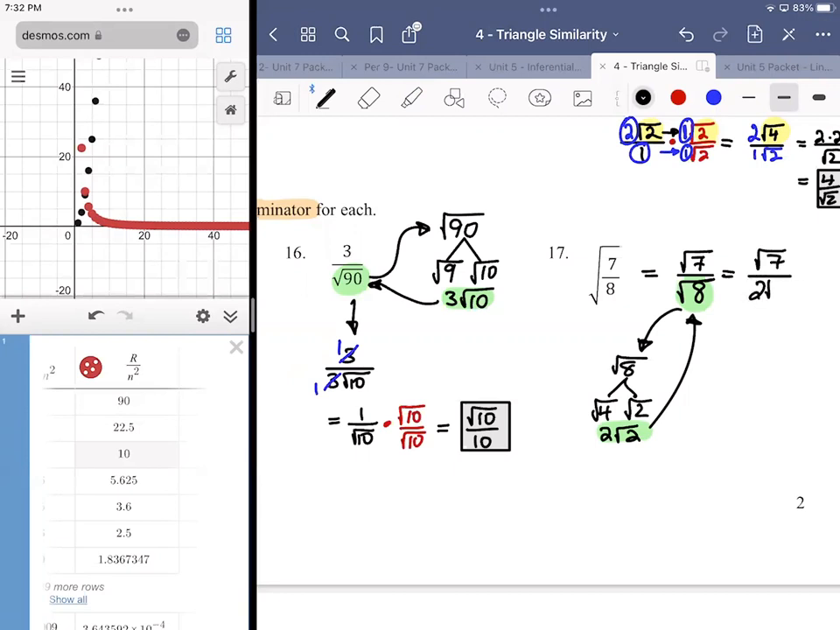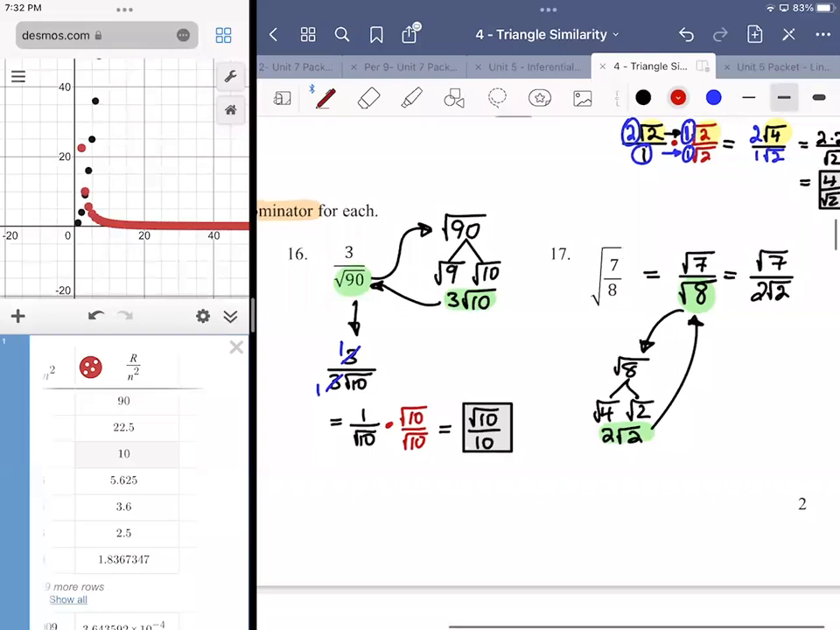So then I would be thinking, how can I get rid of the radical in the bottom of the fraction? I don't care about the radical in the top. I don't want a radical in the bottom, according to these instructions.